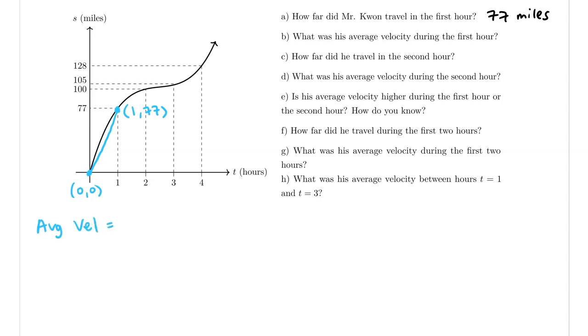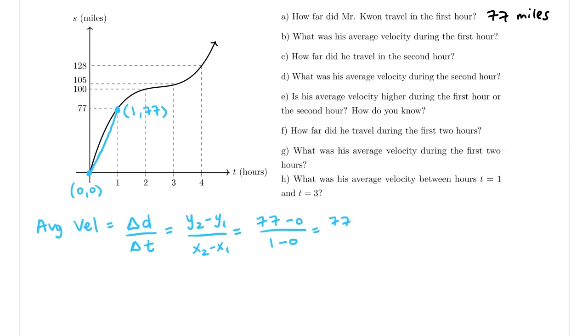And so there are a few different ways that we can think about this. One way is using this notation delta, which means the change in. So you likely would have seen this if you've taken a physics class. So the change in distance over the change in time. We can also think about it using the slope formula, y2 minus y1 over x2 minus x1. So if I do that, I have 77 minus 0 over 1 minus 0, which ends up being 77 over 1, which is just 77.